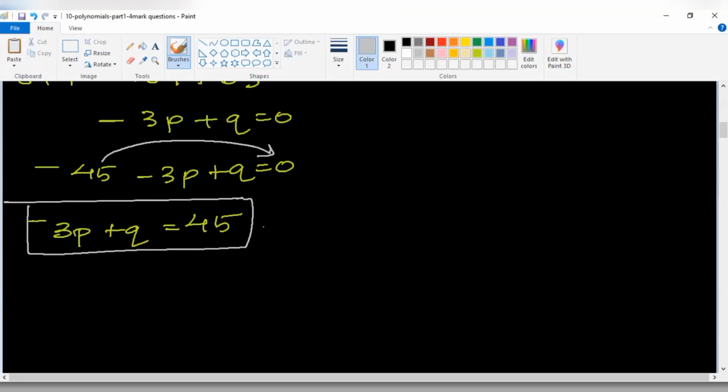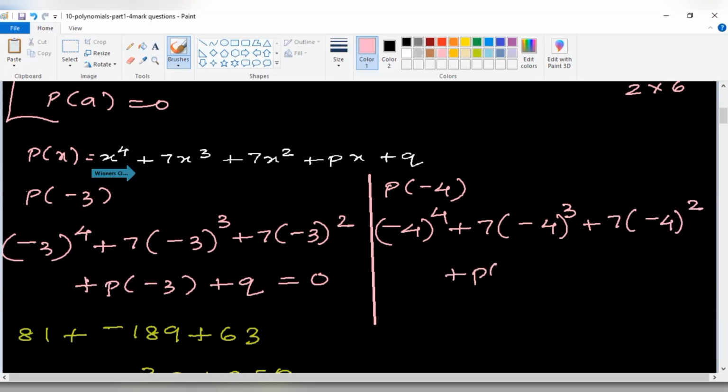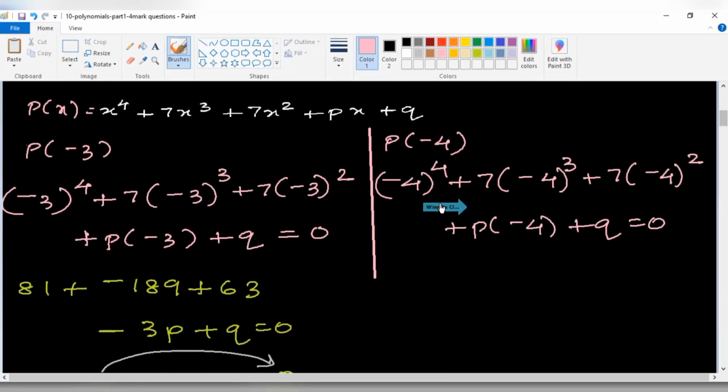Let us now solve the second condition, that is p of negative 4 equal to 0. Then see, here we have to apply minus 4 in place of x. So what happens? Minus 4 the whole raised to 4 plus 7 into minus 4 whole cube plus 7 into minus 4 square plus p into minus 4 plus q is equal to 0, because x plus 4 is a factor. That is why we are taking p of minus 4 as 0.